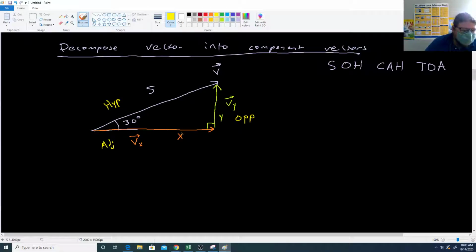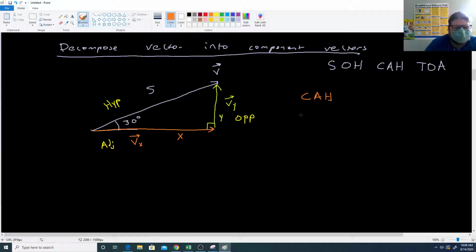So we have x and we have 5. So x is adjacent, 5 is hypotenuse, so I need the one with A and H to form my x value. A and H is CAH, so we're going to use CAH.